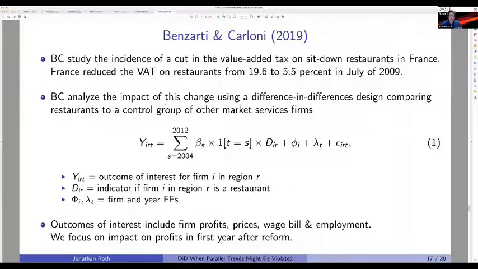Benzardi and Carloni analyze the impact of this change using a difference in differences design, comparing restaurants who were affected by this tax change to a control group of other market services firms whose tax didn't change. They do basically a pretty vanilla difference in differences between these two groups of firms. Their main outcome of interest is the impact of this reform on the profits of these firms.